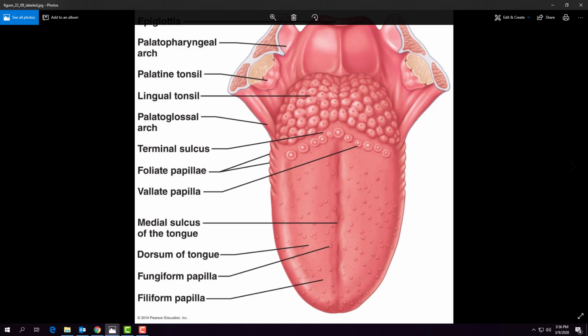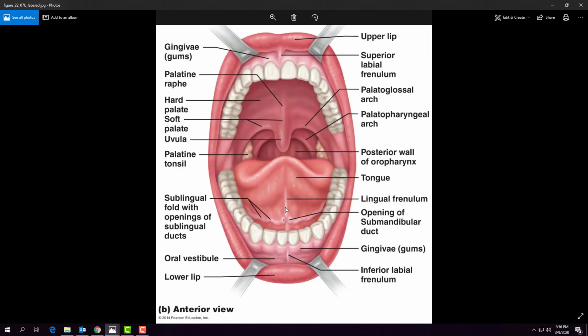The frenulum is the part that holds your tongue down in your mouth. So here is the frenulum. We all have labial frenula, but here's the lingual frenulum. And then papillae are the bumps on your tongue.